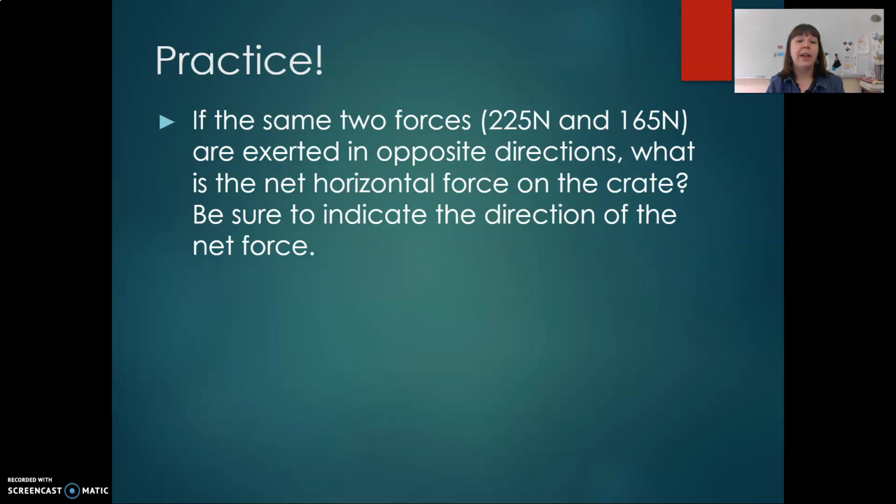Okay, now try it where the forces are exerted in opposite directions. Now we've got somebody tricking us and trying to stop us from doing our work, right? If they're in opposite directions, what's the net horizontal force on the crate?